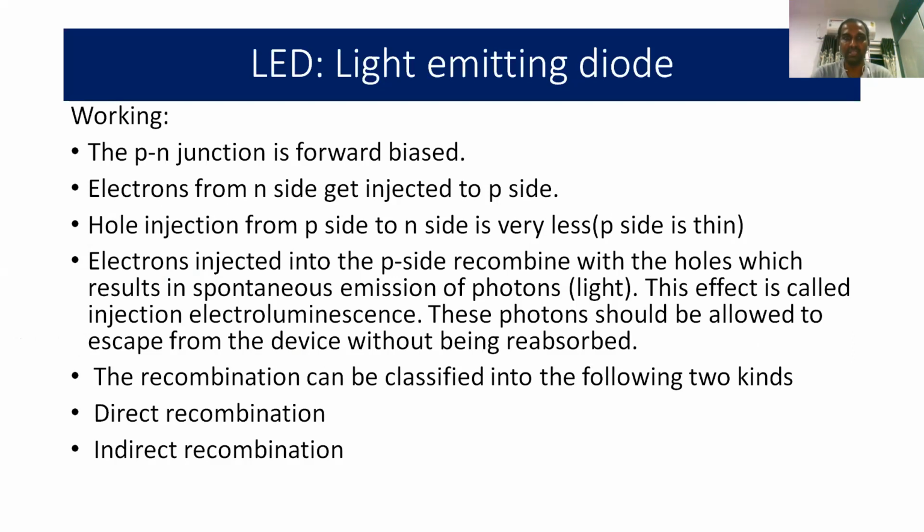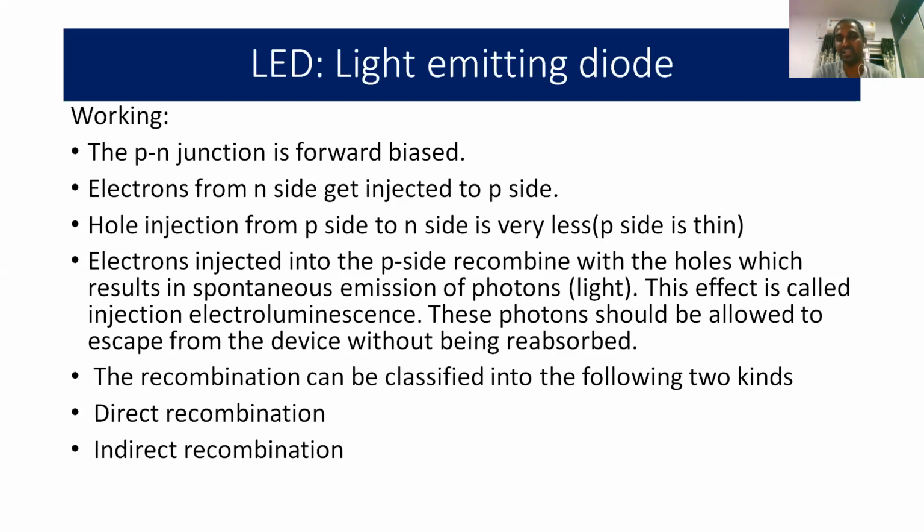As I already mentioned, this is a normal PN junction diode which is operated in forward bias. Electrons from the N side get injected into the P side, and hole injection from the P side to the N side is very small because the P-type layer is very thin. Electrons injected into the P side recombine with the holes, which results in a spontaneous emission of photons. This is very important: spontaneous emission takes place in the process of LED, whereas the stimulated emission process takes place in the operation of a laser. This effect is called injection electroluminescence.